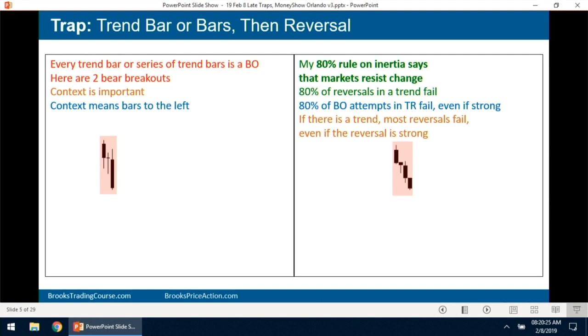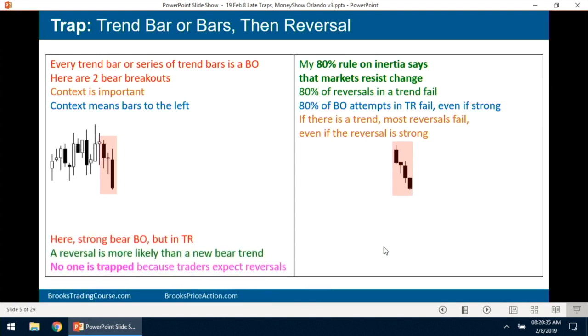And this is a bear example. We have 3 bear bars, 2 of them pretty big. And here we have 4 consecutive bear bars. But again, context is important. What took place leading up to the bear breakout? In this case, it was a trading range. And therefore, 80% chance this is not going to lead to a bear trend, that it's a bear leg in a trading range, and that you'll soon get a reversal back up, which is what we did. On the other hand, what took place to the left of this reversal?